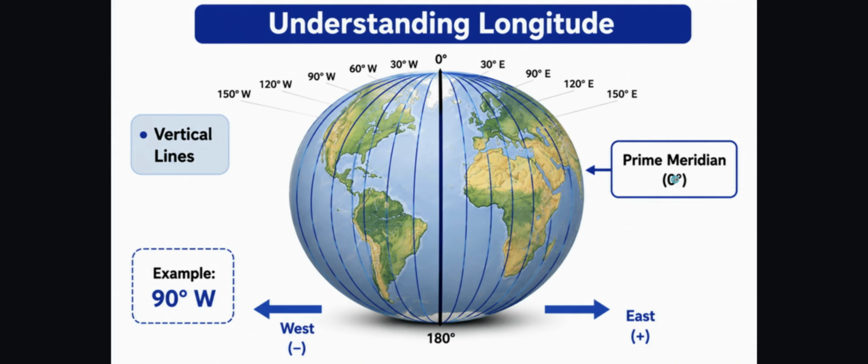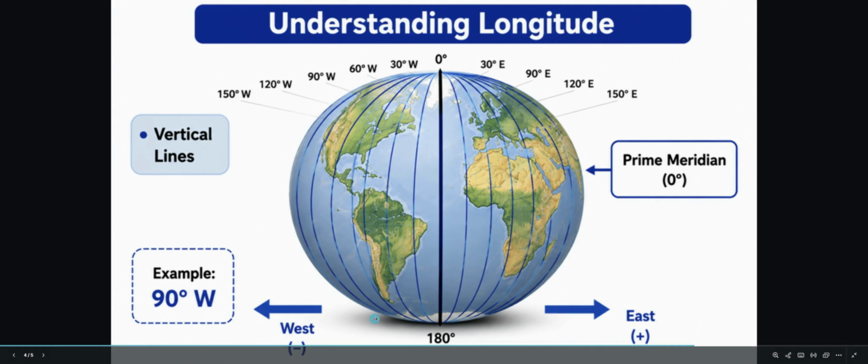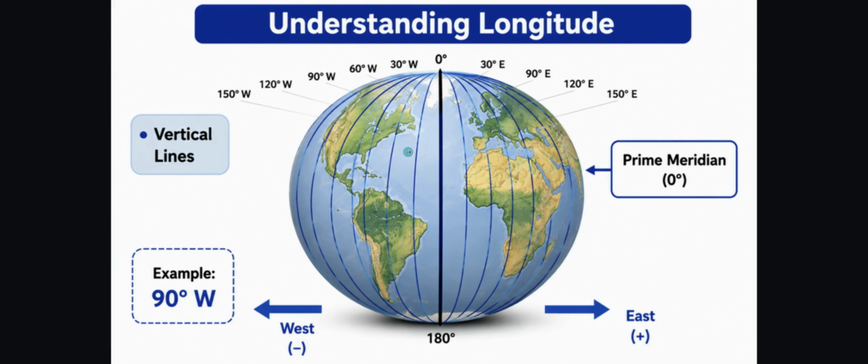Okay. Now, let's go into longitude lines. Longitude lines are vertical lines that run from the North Pole to the South Pole. These lines measure how far east or west a place is from the prime meridian, which is located at 0 degrees longitude, right here.